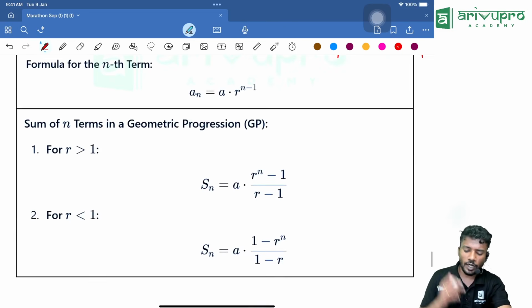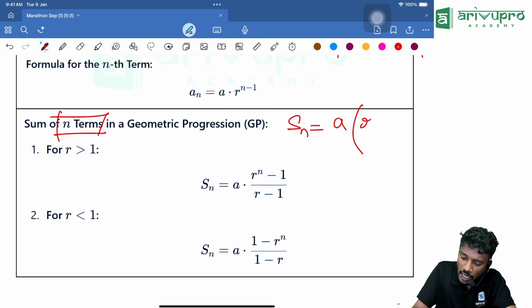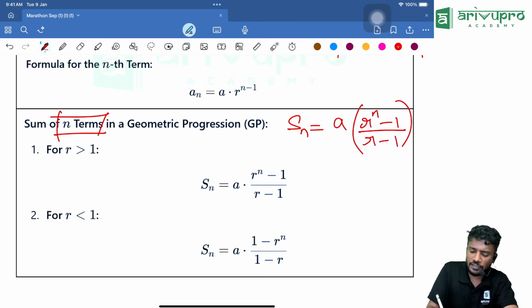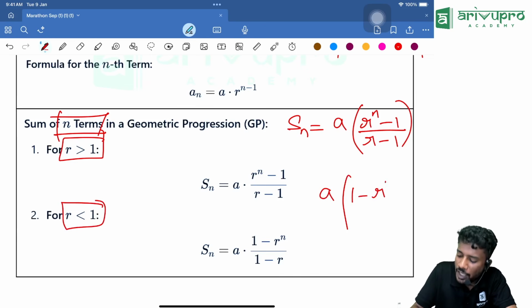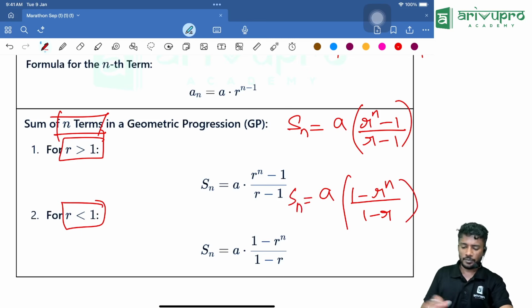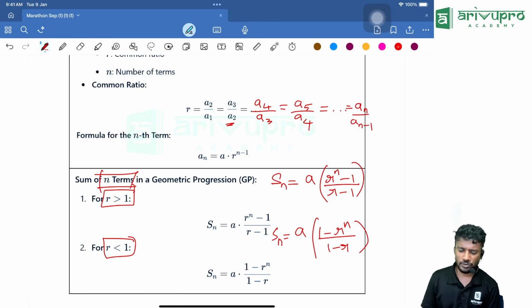Now, what is the sum of n terms of a GP? Sn is equal to A into R raised to n minus 1 divided by R minus 1. When are we using that? When R is greater than 1. If the common ratio is less than 1, what formula will we use? A into 1 minus R raised to n divided by 1 minus R. Keep a note of this also, because most of the questions here are direct usage of formulas. We don't need to know any concept. In AP and GP, we just need the formula, and you can solve all the questions. Next one.